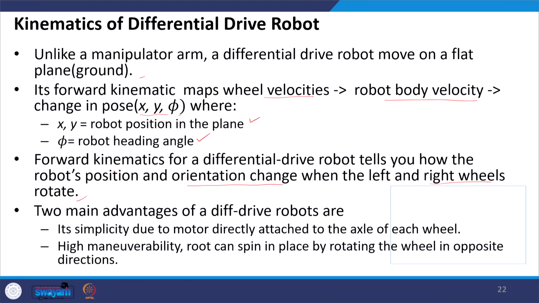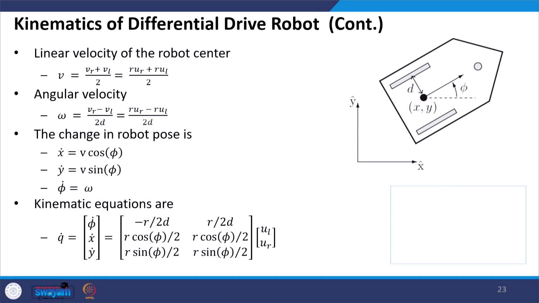Okay. And two main advantages of differential drive robots are its simplicity, due to the motor directly attached to the axle of each wheel, and the high maneuverability. So, let us look at this one.